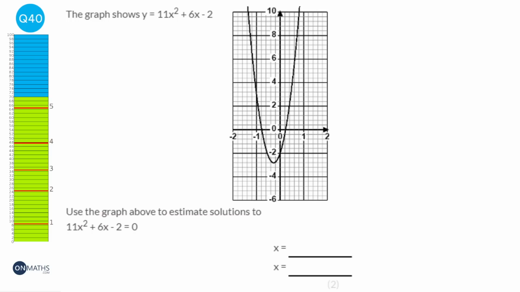To find solutions for quadratics on a graph, all you need to do is find out where the graph meets the x-axis. Okay, so the coordinates where this graph meets the x-axis are here, and that would be minus 0.8 and minus 0.2, and they're also called roots.